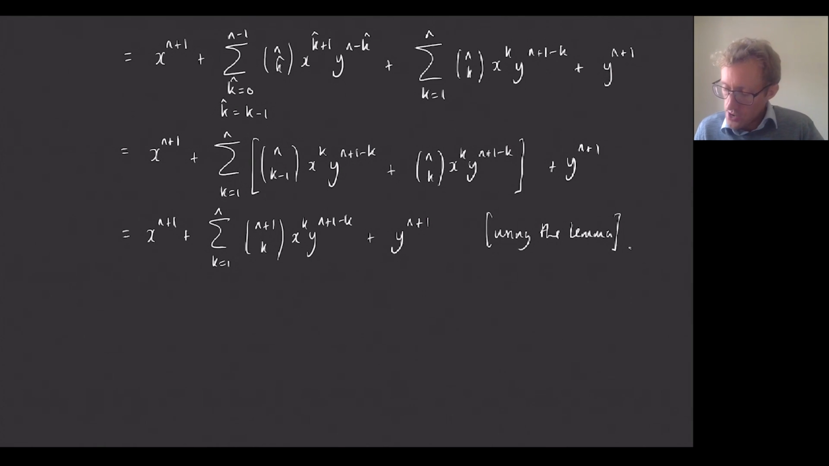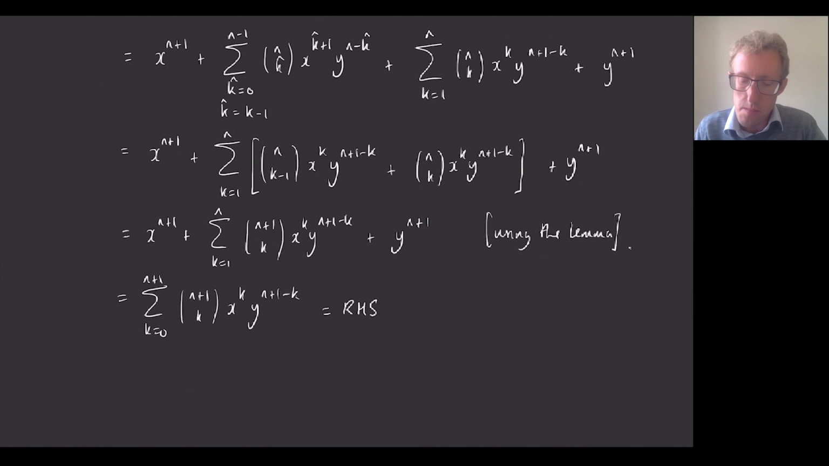Okay, and then I notice that actually this sum could be expanded to include this x to the n plus 1 and the y to the n plus 1 if I just change this sum so it goes from k is 0 up to n plus 1, then those terms fit with the pattern. So that's just rewriting it. So I can write this as the sum k goes from 0 up to n plus 1 of n plus 1 choose k, x to the k, y to the n plus 1 minus k. And that is the right hand side, which is what we were trying to show. So that shows that the expression works for n plus 1.